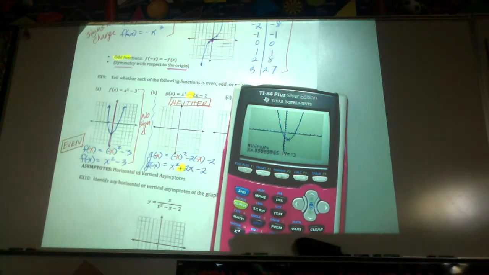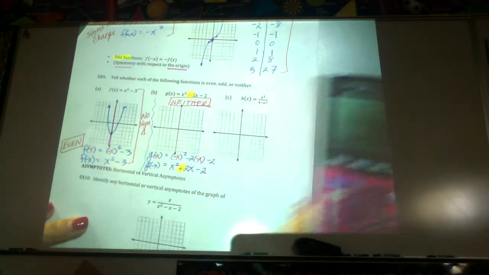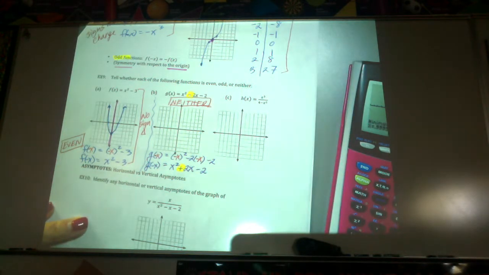If I plugged in 1 into the function, what would I get? 1 squared is 1, minus 2 times 1 is -1, plus a -2, isn't that -3? So sometimes your calculator doesn't quite calculate it accurately because of maybe where I put the points, I don't know. But my point is it's at 1, -3.